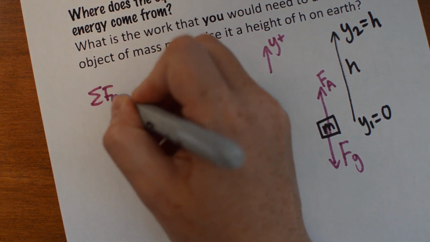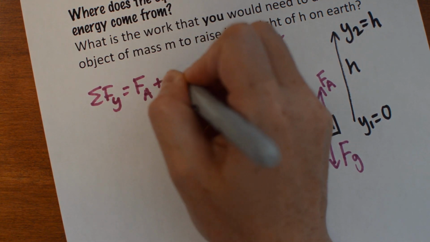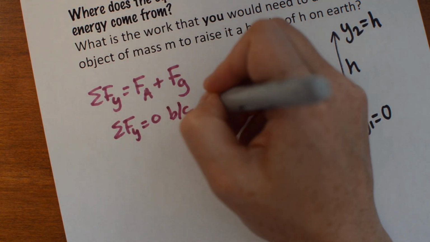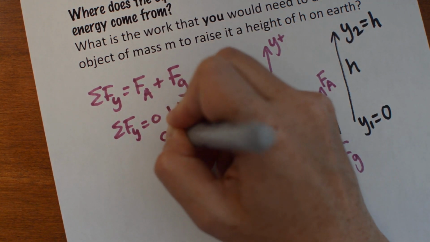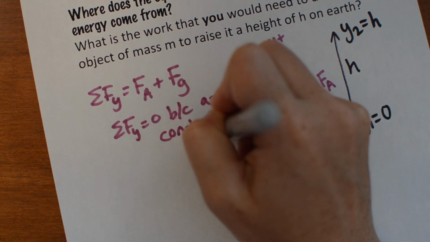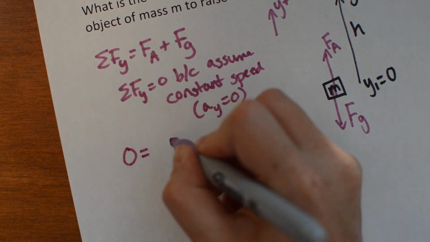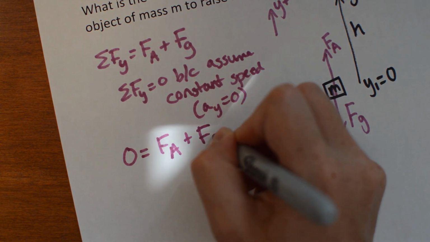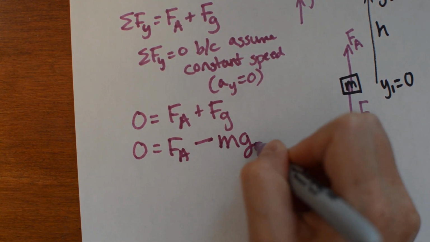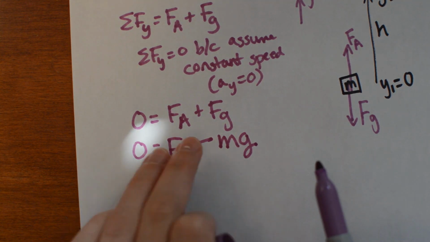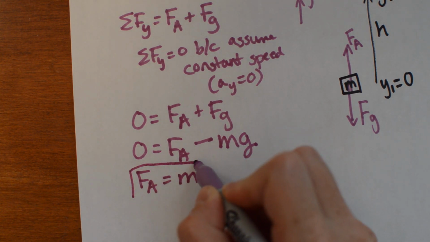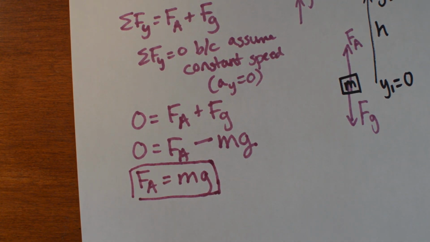So my net force in the y direction will be applied plus gravity, and that net force in the y direction will be 0 because we're going to assume constant speed here. Or in other words, the acceleration in the y direction is 0. So that means 0 equals Fa plus Fg, and let's fill in what those are. Fg is negative mg. That lets me solve for Fa, right? I move the negative mg to the other side, it becomes positive, and I get Fa is equal to positive mg. That's the force you would have to apply to lift that mass at constant speed.